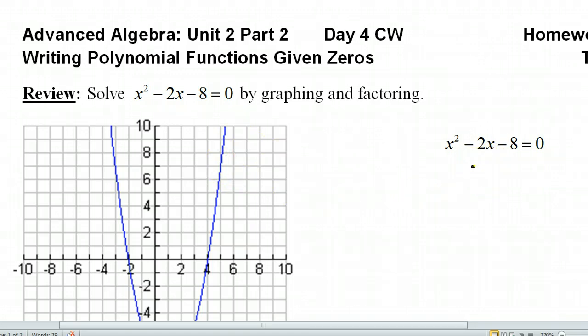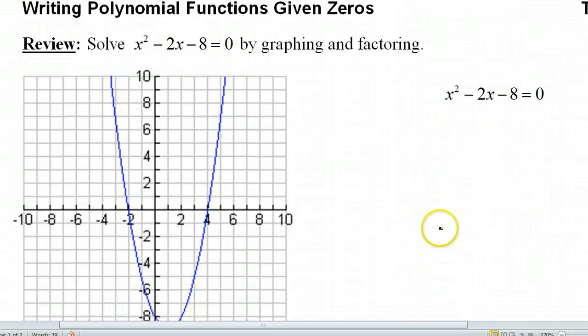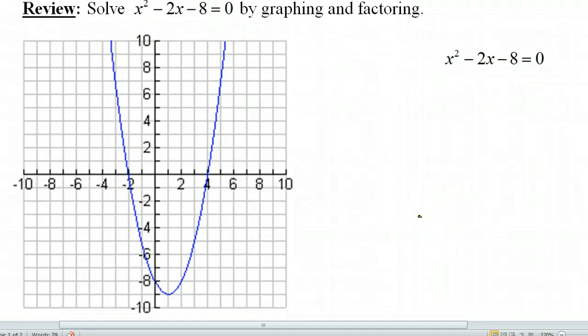I could solve this equation right here. I could solve it, but I gave you the graph. If I give you the graph like this, you should be able to just look at it and immediately know the solutions to that equation. Why? Because you can see the line, you can see it turning. Tell me the solutions.